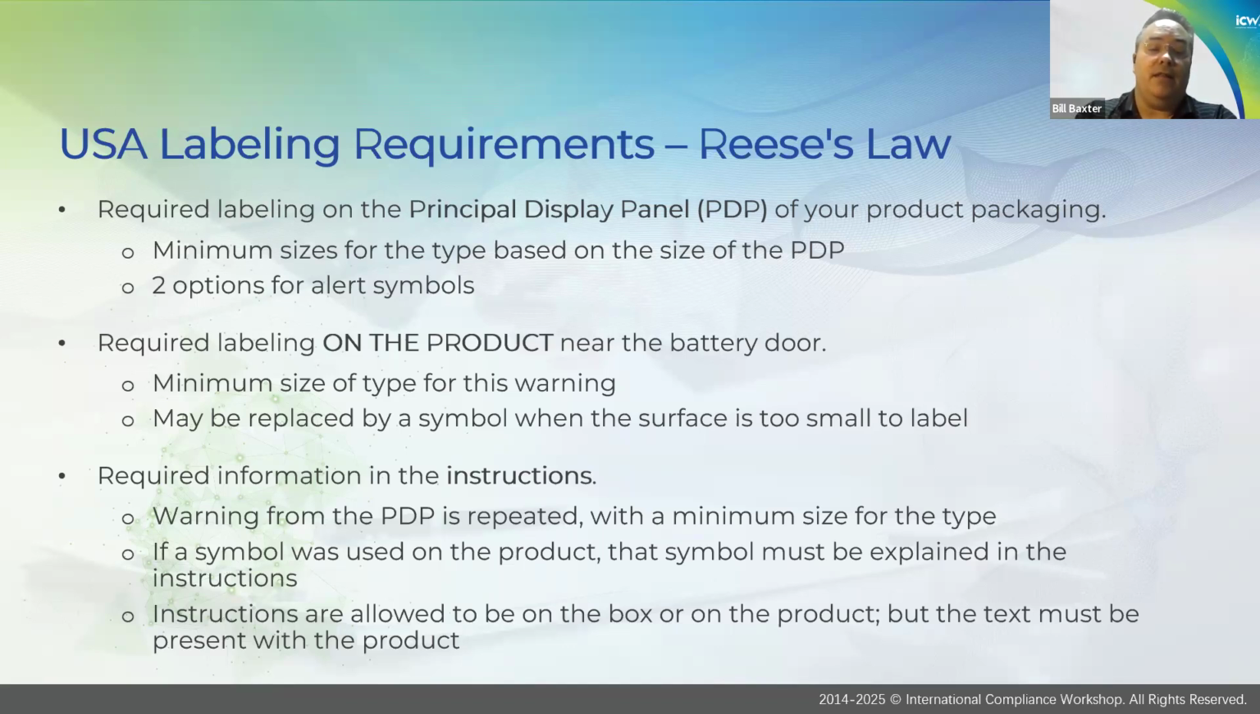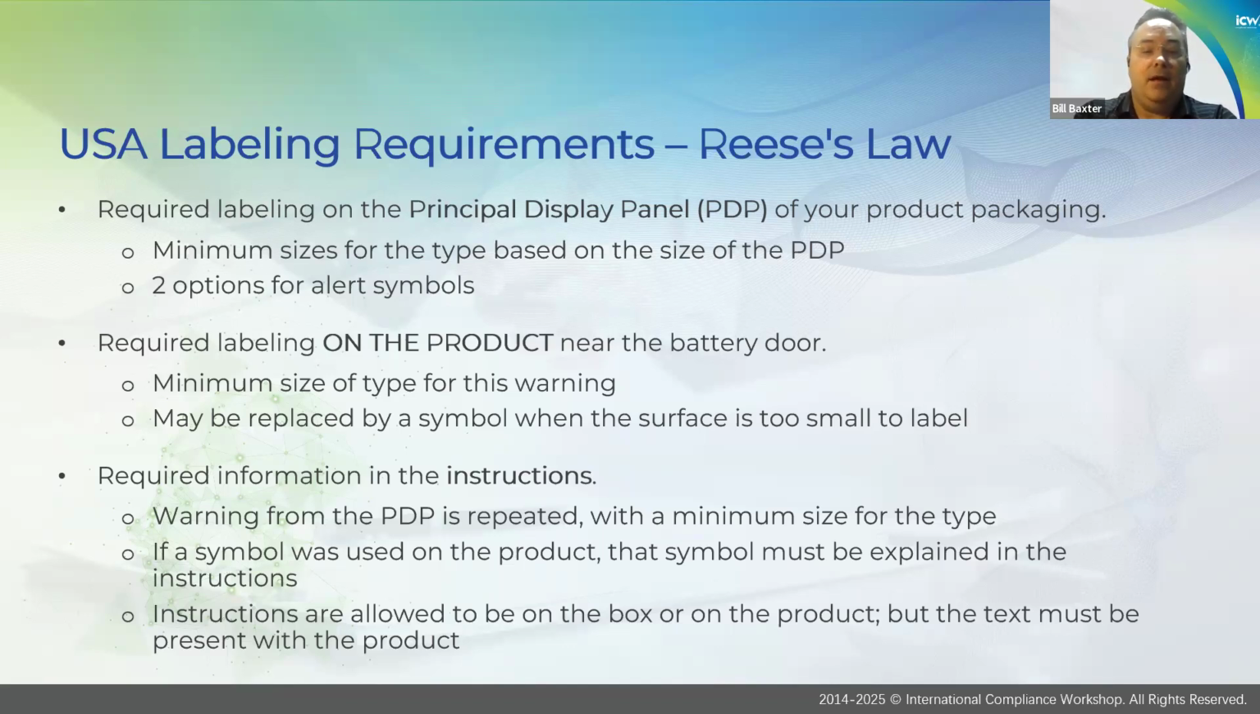So under Reese's Law, the warning from the PDP gets repeated in the instructions. There is a minimum size for the type of this warning, so that is important. It does not have to be as big as it is on the front of the box, but it does have to be 0.2 inches for the word warning and 0.1 for everything else, all the other words in the warning. If you just used a symbol on the product, right there near the battery door, that triangle needs to be explained as: this means warning, there is a coin or button cell battery inside the product.